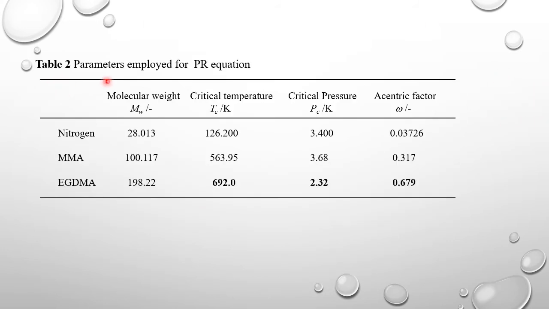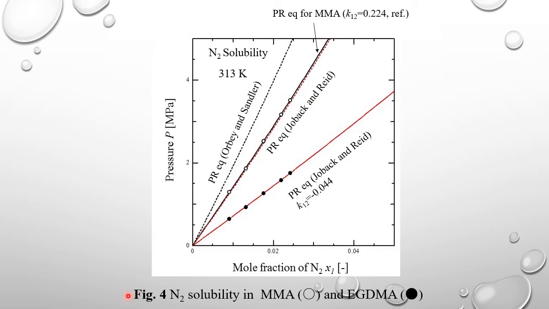Table 2 shows the values obtained from group contribution methods, and these are the parameters that we use to calculate the Peng-Robinson equation of state. Figure 4 shows the solubility of nitrogen in MMA and EGDMA. Open circles indicate the solubility in MMA and closed circles indicate the hypothetical value of EGDMA. When correlating the EGDMA data with the Peng-Robinson equation of state and the group contribution method, we obtain two dotted lines, as we can see in the figure.